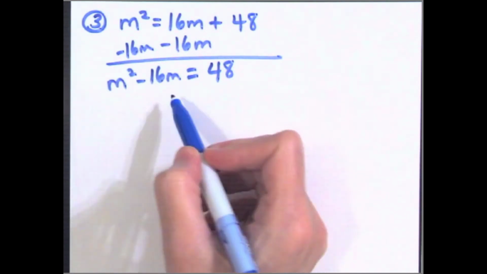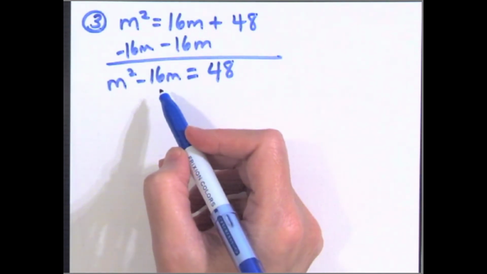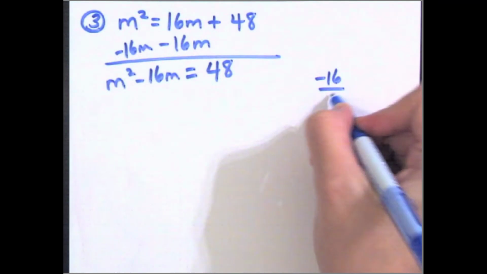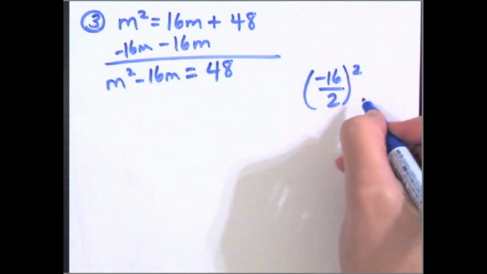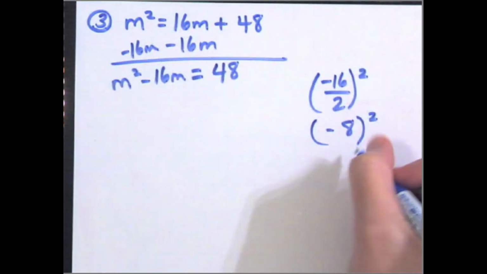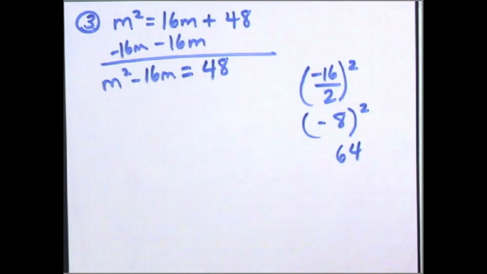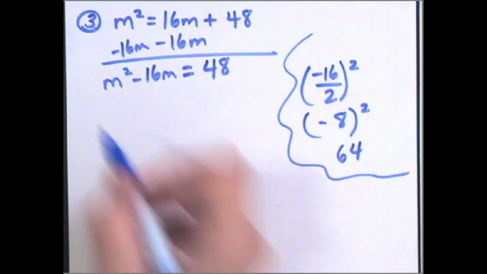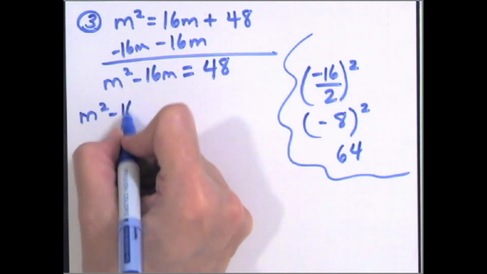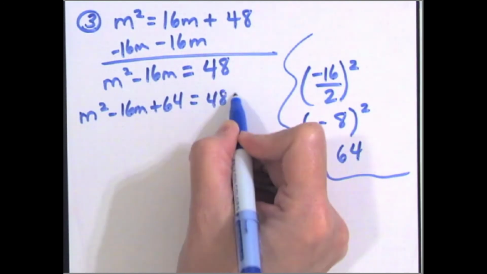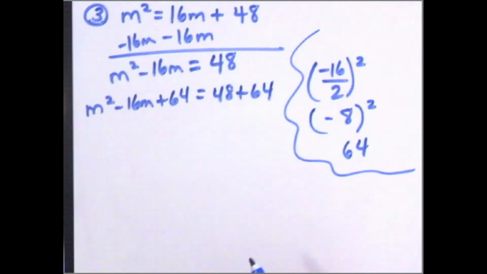Now we're going to turn this into a perfect square trinomial. So we're going to use our c equals b over 2 rule, quantity squared. So b is -16, divide that by 2 and square it. So that will be -8 squared, which is positive 64. So we're going to need to add 64 to both sides. So that'll be m squared minus 16m plus 64 is equal to 48 plus 64.